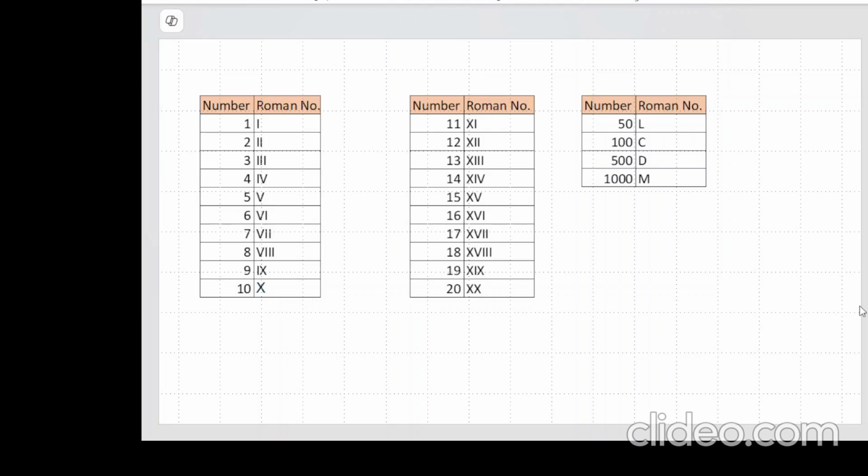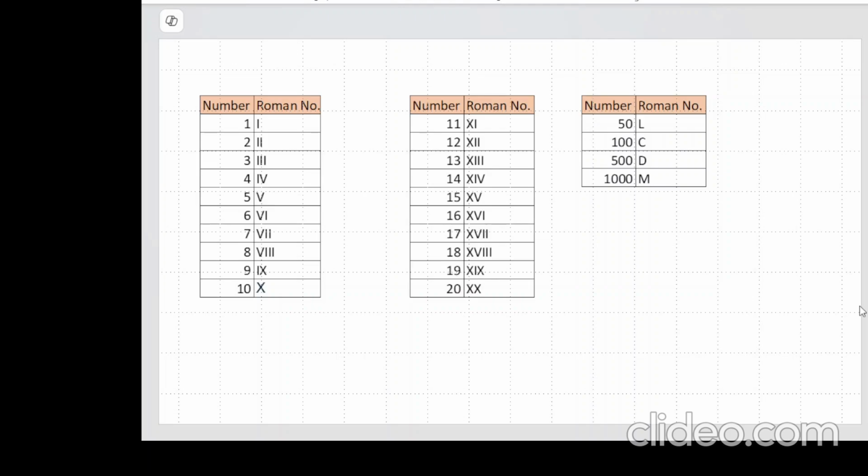11 we will be writing it as X and I. 12 we will be writing as X and I and I. 13 we will be writing it as X I I I. 14 we will be writing it as X I V. 15 we will be writing it as X and V.